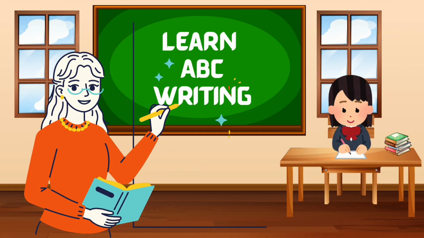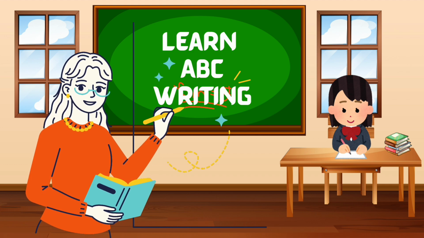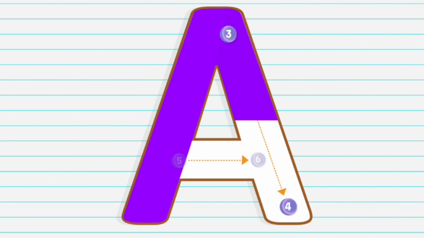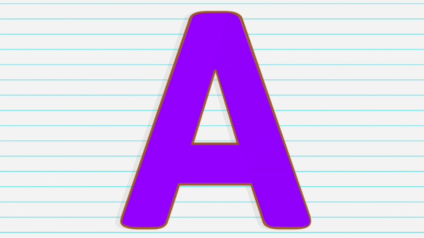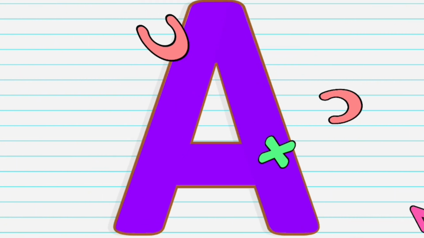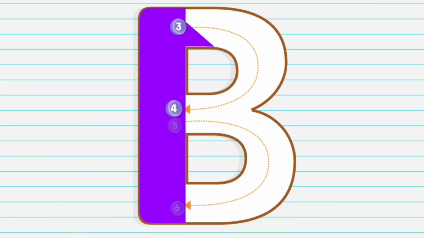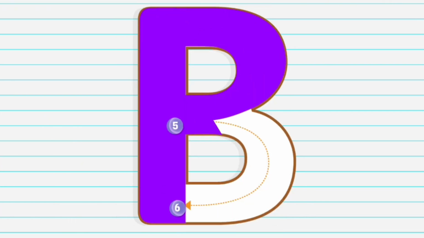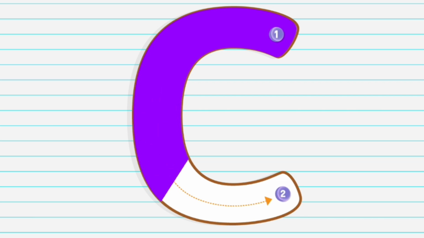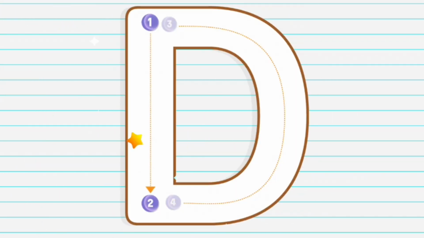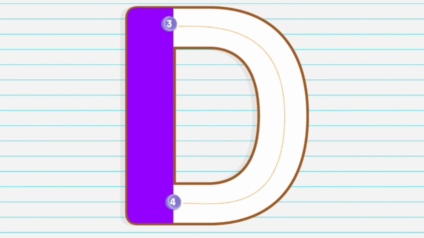Are you ready? Let's start. Let's write A. This is A. B. Let's write B. This is B. C. Let's write C. This is C. D. Let's write D.